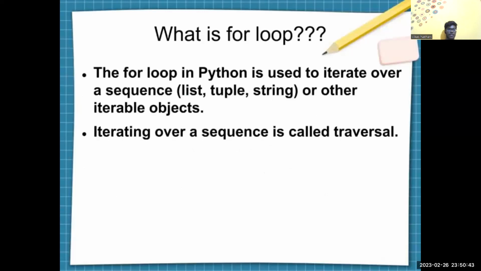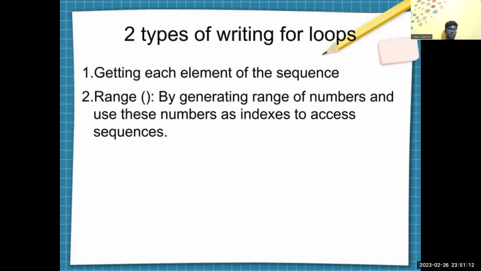The for loop in Python is used to iterate over a sequence, like a list, tuple, string, or other iterable objects. A list is represented in square brackets, and a string is written in double quotes. Iterating over a sequence is called traversal.